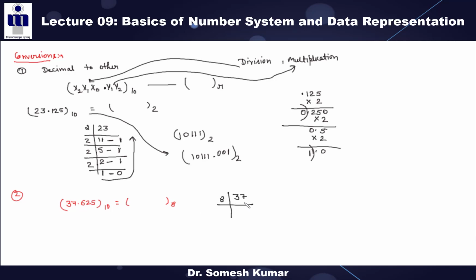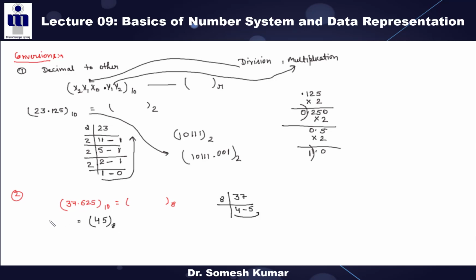So 37 divided by 8, it comes 4. What is the remainder here? 5, right? Remainder is 5. So now can you tell me, this 4 is divided by 8 or not? No, it is less than its base. So our answer is this, in this direction, right? So 37 is represented in form of octal, 45 base 8, right?